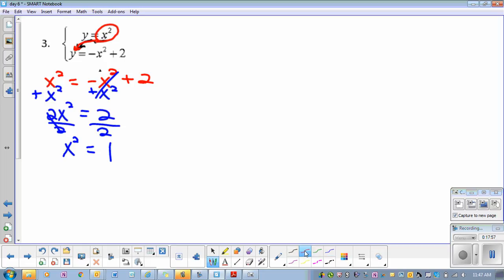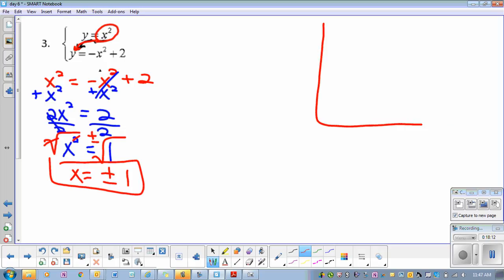What happens when you take the square root? Plus or minus. So now you have x equals plus or minus the square root of 1, which is 1. All right, so there are your x's right there. So my little answer box: negative 1 and positive 1. And so now you're going to plug it back in and then solve for the y.